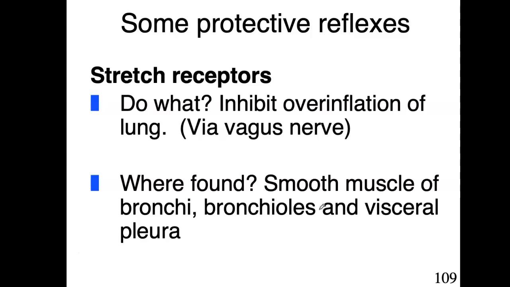These are embedded in the smooth muscle of the bronchi and of the bronchioles and of the visceral pleura. So this whole system has to be able to enlarge, has to be able to not close too much, right? Has to open, but not open excessively either.